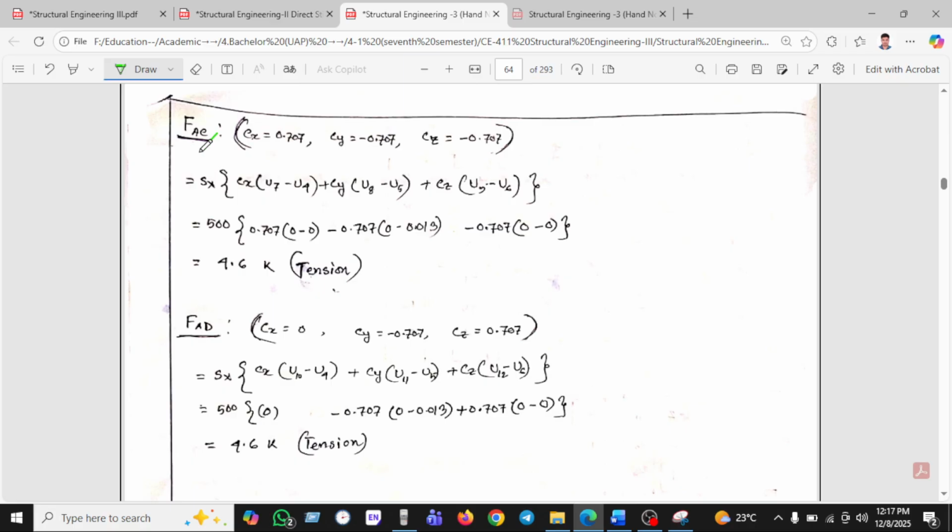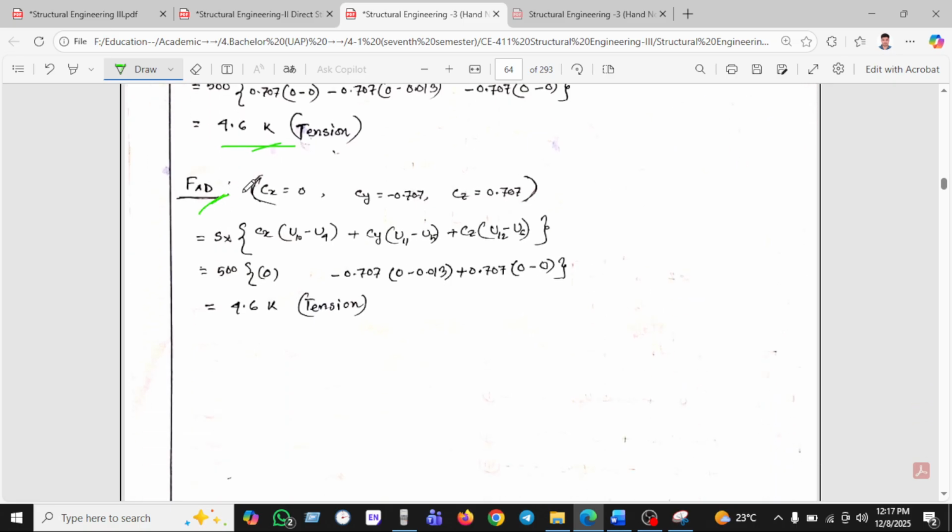In the same way, we find the tension for all the members, with all the values taken from this chart, and this one is the compression. Okay, so for the member force, the last one we found is FAD. All the numbers are taken here, and putting all these values here we find this value.